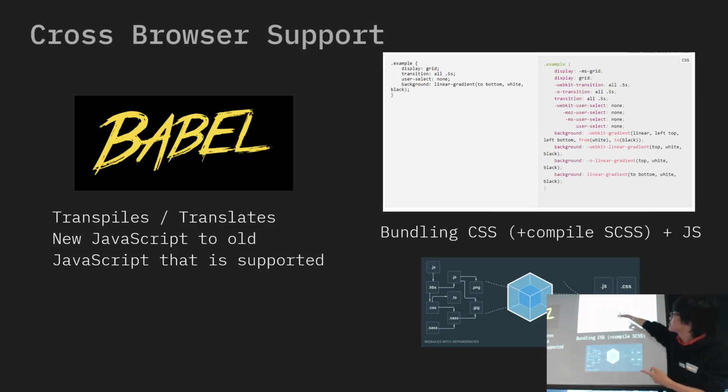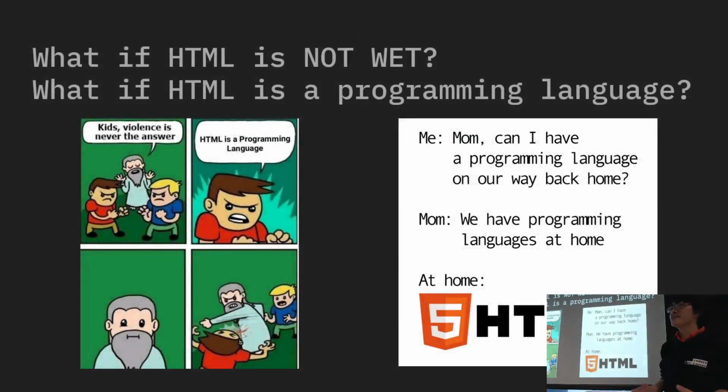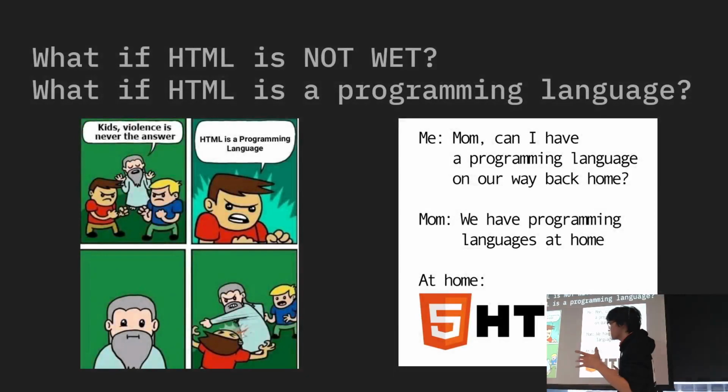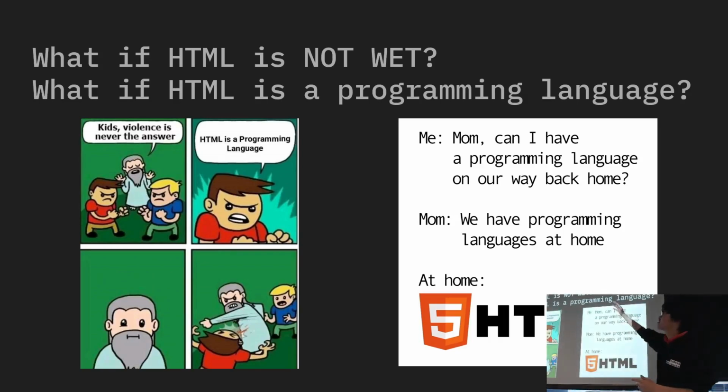So for example, this certain code that we have gets transpiled or translated to this type of code so that every browser is supported. And Babel and Webpack are usually used with modern frameworks. But the next biggest thing is, like any good idea, any way to solve our problem, it starts with the question, what if? So what if HTML is not WET, you know?